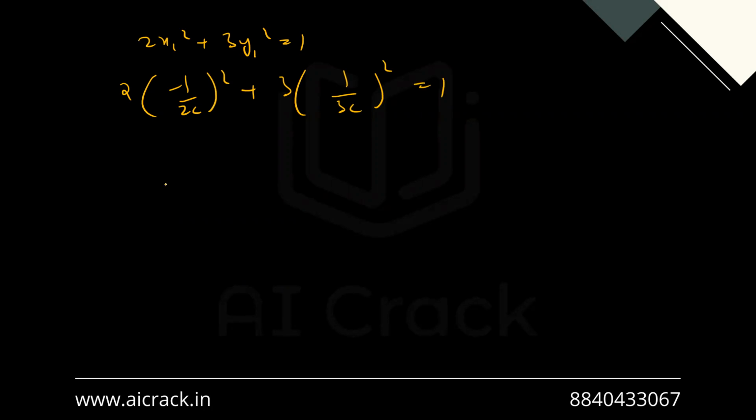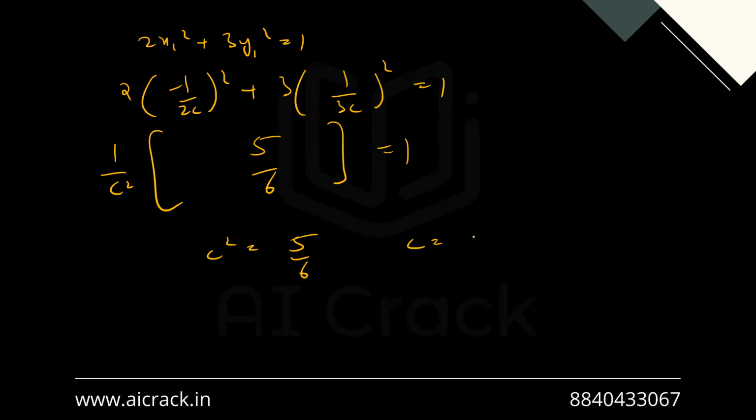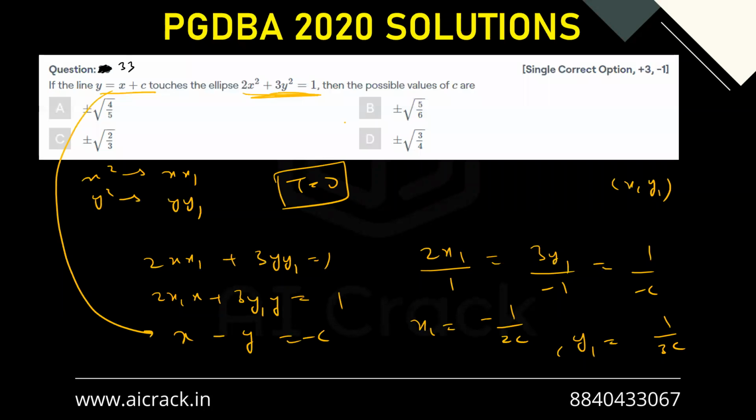So we have got 1 by c square common from here, and we are getting 2 into 1 by 4, that is 1 by 2, and 3 into 1 by 9, that would be 1 by 3, that is equals to 1. So this becomes 5 by 6. So c square equals 5 by 6 and c equals plus minus under root 5 by 6. So B is the correct answer.